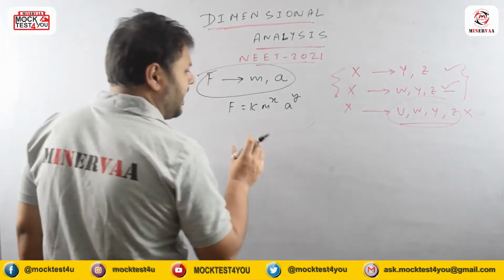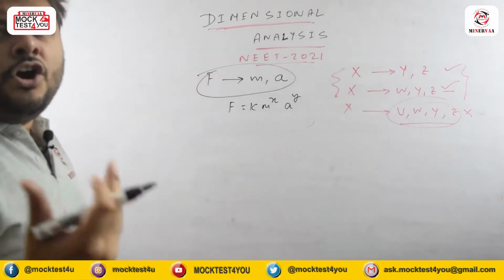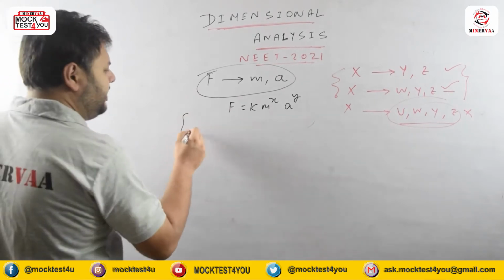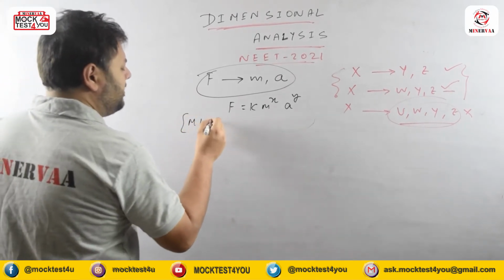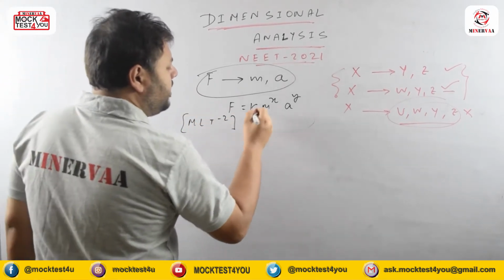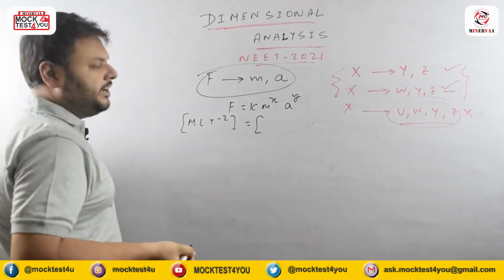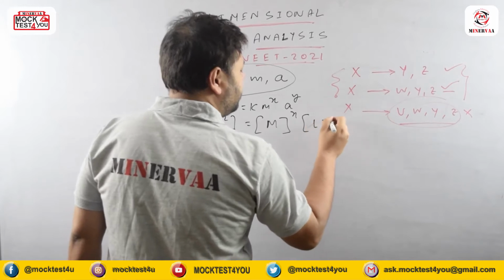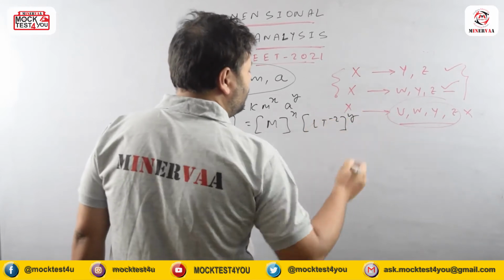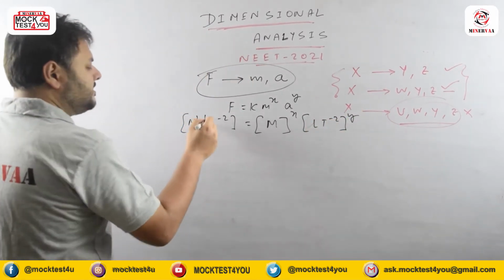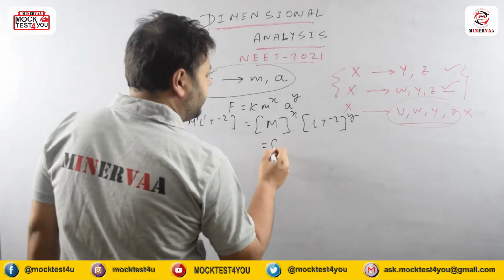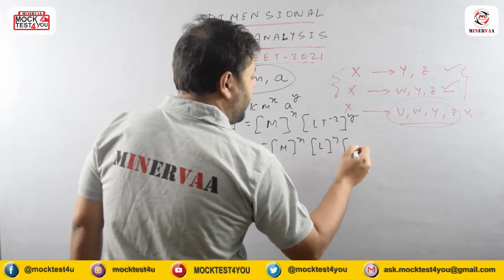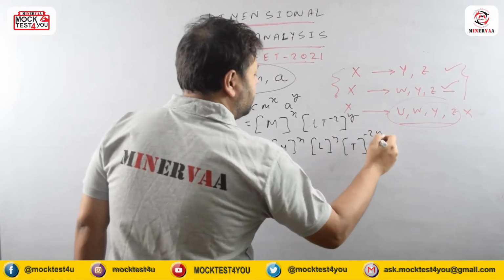We can form an identity between the dimensions on the left hand side and right hand side. On the left hand side, it is MLT to the power minus 2. Here k should be omitted from the dimension. M is here x, a means acceleration, LT to the power minus 2 whole to the power y. So finally it becomes M to the power x, L to the power y, and T to the power minus 2y.